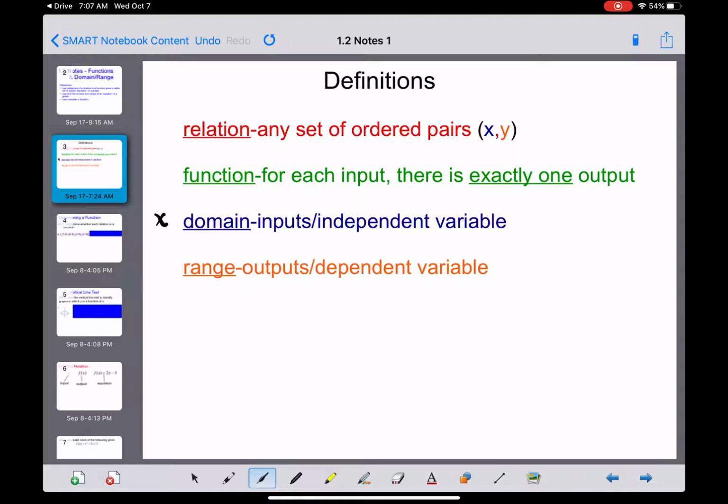The range would be our outputs or our dependent variable. Those are our y values. So I always think alphabetical order. Domain comes before range, just like x comes before y. If you struggle with remembering which one is which, that's a way that you can think about it. We typically also say domain and range, not range and domain. So domain and range would go with x and y. Again, we're going to be looking at how to find the domain and range, and today we're going to focus on a graph, but we're going to eventually get to how to do that with an equation.